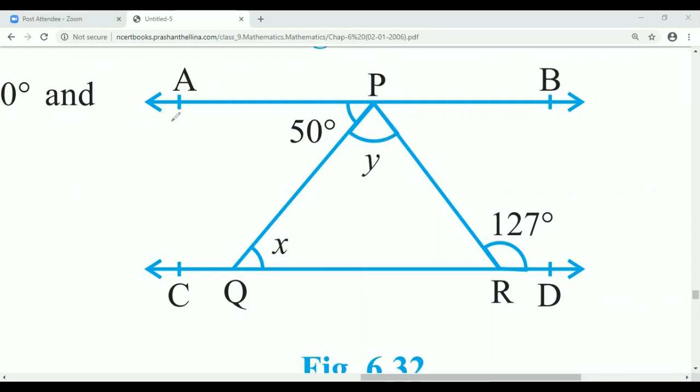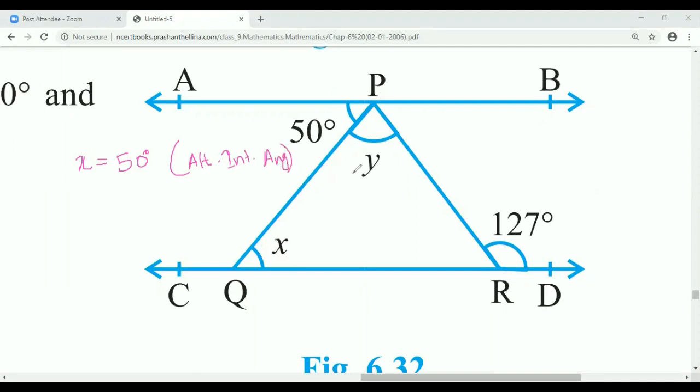So you can see this line AB and CD are parallel. So you can take this line PR and PQ both as transversals. This 50 degree angle and this X are alternate interior angles. So simply you can write the measurement of X is equal to 50 degree, and you can give the reason: they are alternate interior angles.